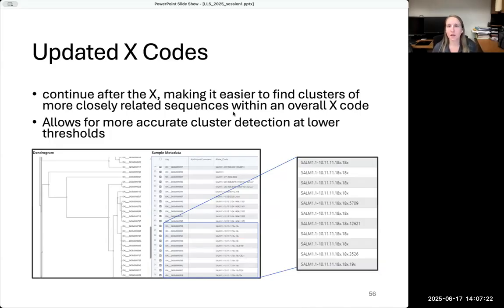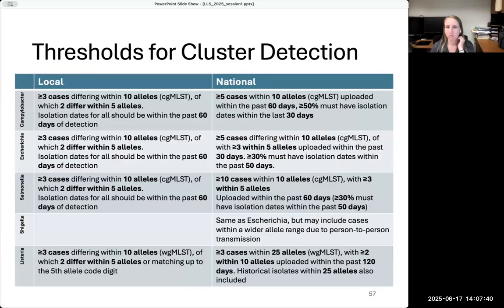Based on these updates to the Xcode, it should be easier to find clusters of more closely related sequences with an overall Xcode, and it's more accurate than it was previously, especially since they're not truncated anymore. Anyone else have any more comments or questions to add about the allele codes right now?